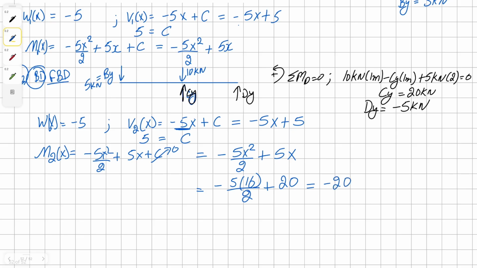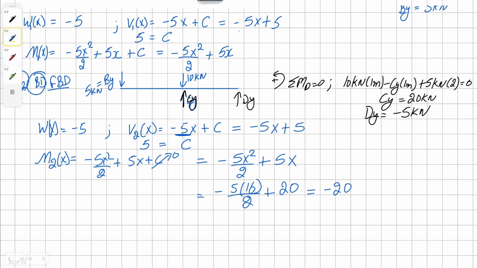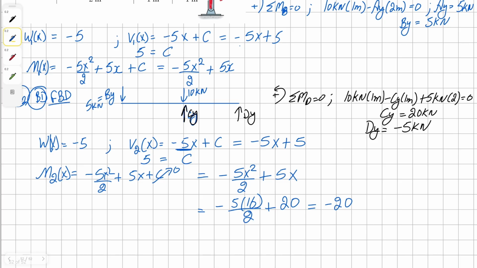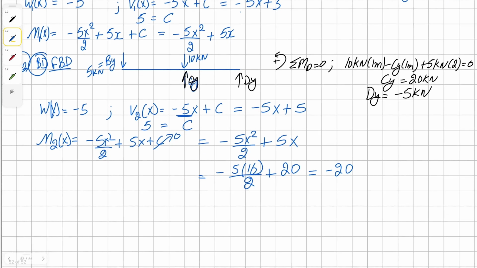Our solution is negative 20, which in this case is not really correct. Therefore, what we have to do is divide our region 2 into 2 separate regions, because there is a change of forces in here as well. So we're going to name B to C as region 2 and C to D as region 3.